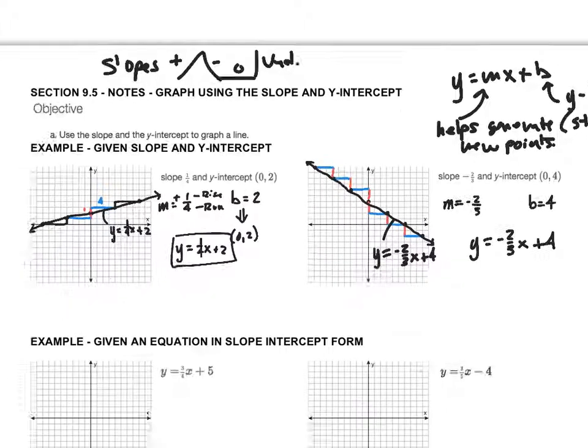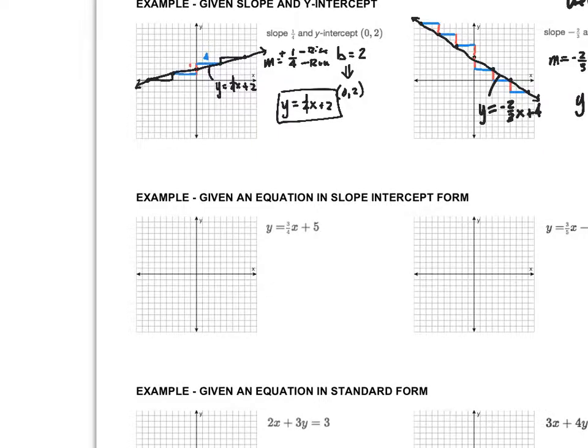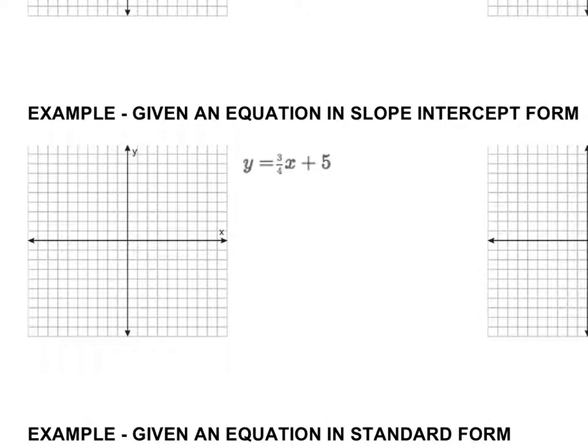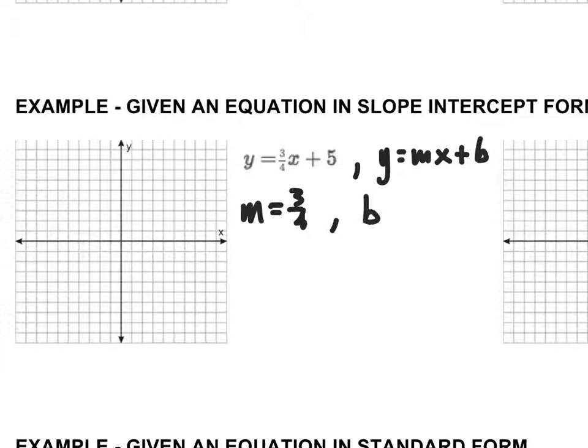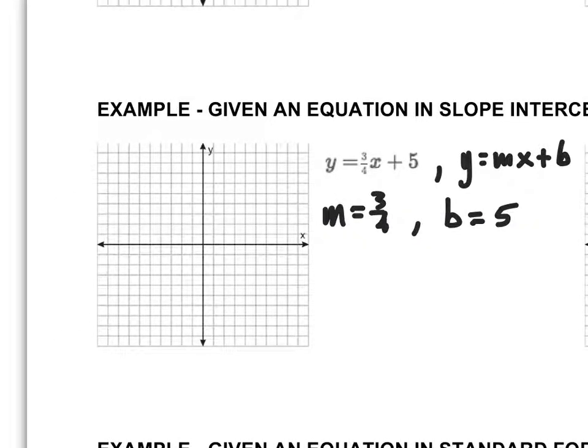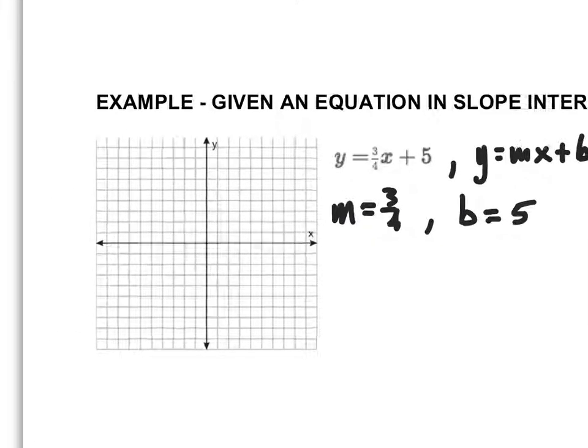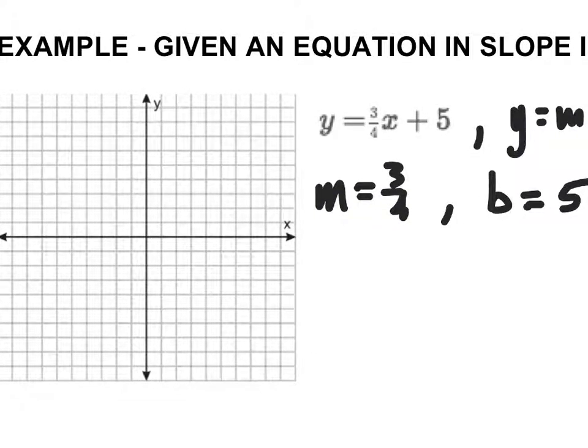All right, now let's come over here. We were given those points, slope and y-intercept, but given the equation in slope-intercept form, I can graph it from this. This is in slope-intercept form, y equals mx plus b. My slope m is equal to 3/4. My y-intercept b is equal to 5. My y-intercept is my starting point. Let me zoom in on this graph a little bit. So y equals 5, 1, 2, 3, 4, 5.